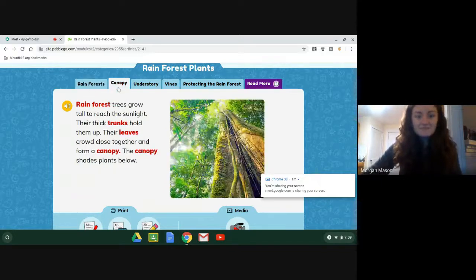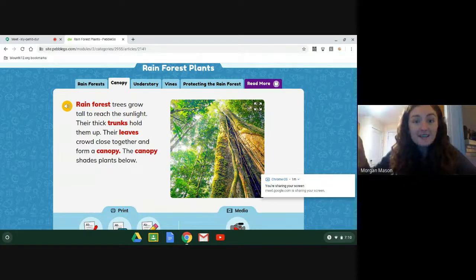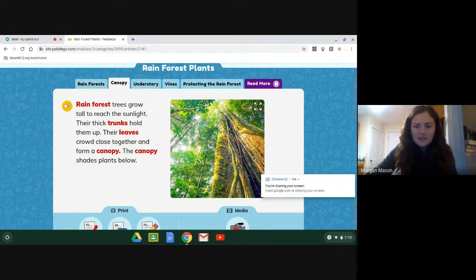All right. Canopy. Rainforest trees, whoa, look at this tree. Rainforest trees grow tall to reach the sunlight. So what's one adaptation that they have? They have to grow very tall. It says they have thick trunks. So here is the trunk of a tree. It says their thick trunks hold them up. Their leaves crowd close together and form a canopy.